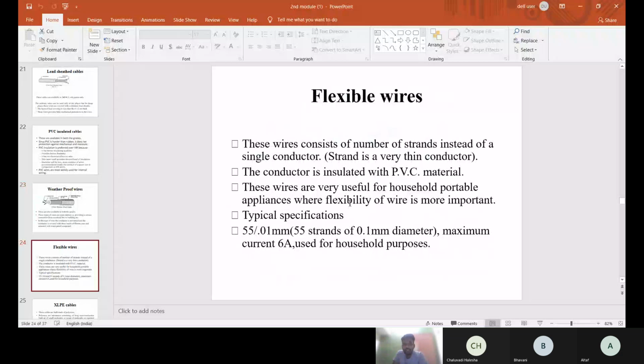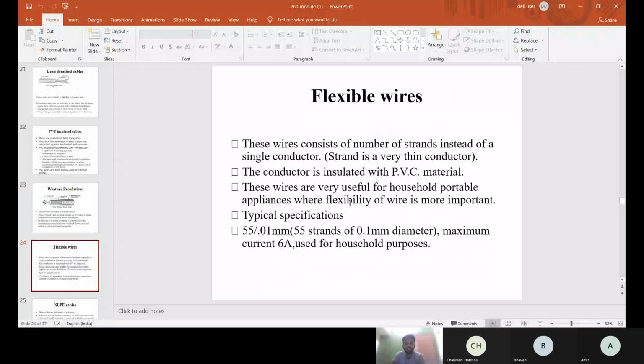These wires are very useful for household portable appliances where flexibility of wires is more important. We can't use single standard cables inside our home because they're not flexible. There are corners in our homes and we need to make turns left and right and make interconnections. For that purpose, we use flexible wires, which have multi-stranded cores. And the typical specification of these flexible wires is 55 by 0.1 mm.